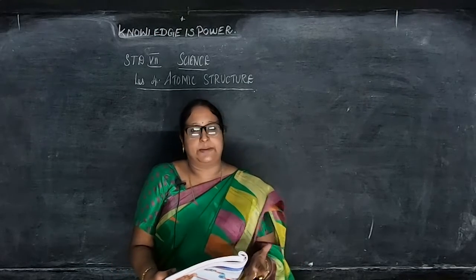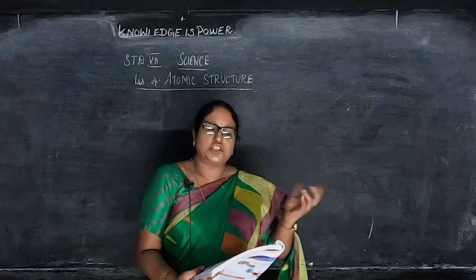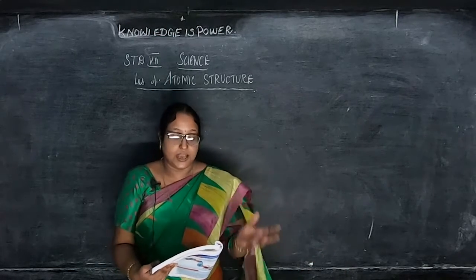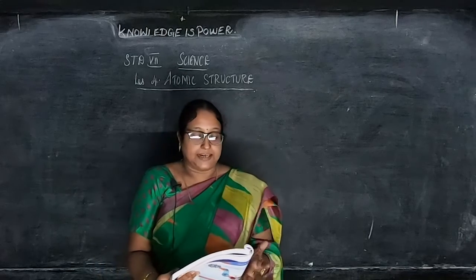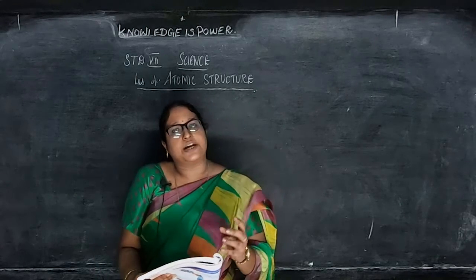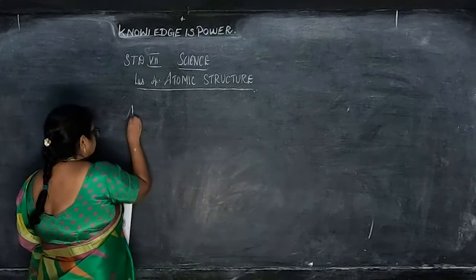Like for example, table, chair, then book, blackboard, chalk. These, in short, we can say that what we see around us are made up of atoms. Now what are atoms? Atoms are made up of the smallest particles. Atoms are the smallest particle.